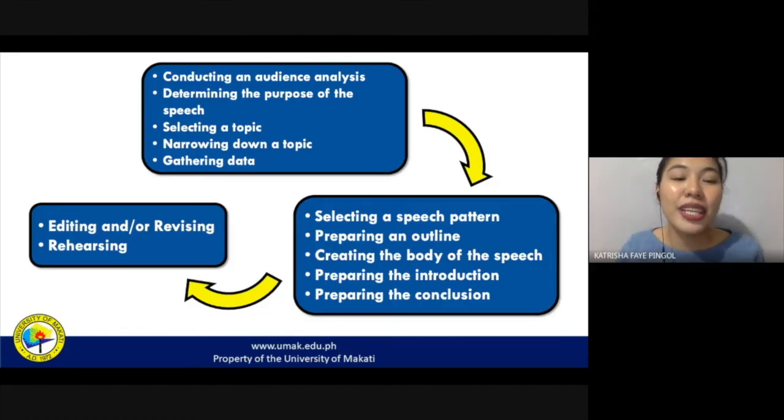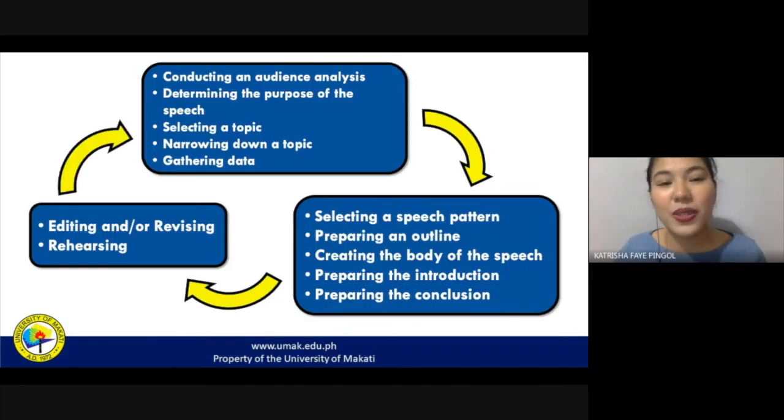After you have already edited or revised your speech, it's now time for you, of course, to rehearse the speech that you have written. You could start by reading through it again and again until you are more familiar with it and eventually be able to memorize the speech if the communicative situation calls for it. And then, of course, the same process will repeat again and again after you have completed the speech, or in case you are asked to write or deliver another speech.